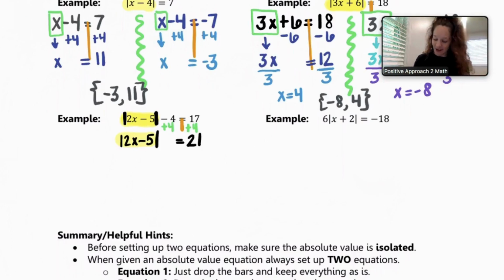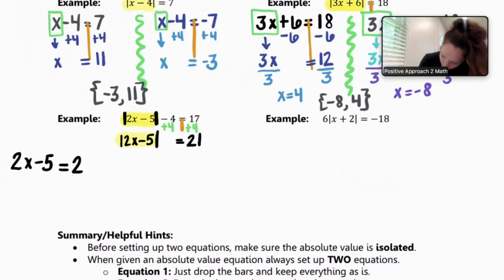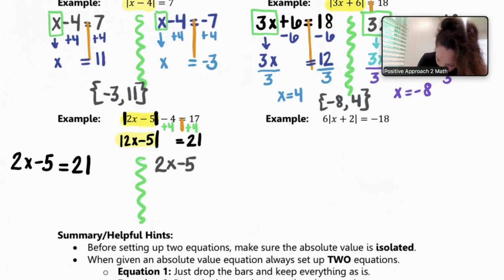So now we're ready to set up our two equations. So our first one, we account for 2x minus 5 to see if it would end up being positive 21. And then we're going to account for what if what's inside those bars is negative 21, because that will still leave us with a positive as our answer. So we're accounting for both of them. Only difference from this problem is it had something in the backyard, so we had to move it over first. And it was being subtracted, and so we know the inverse of subtraction is addition.